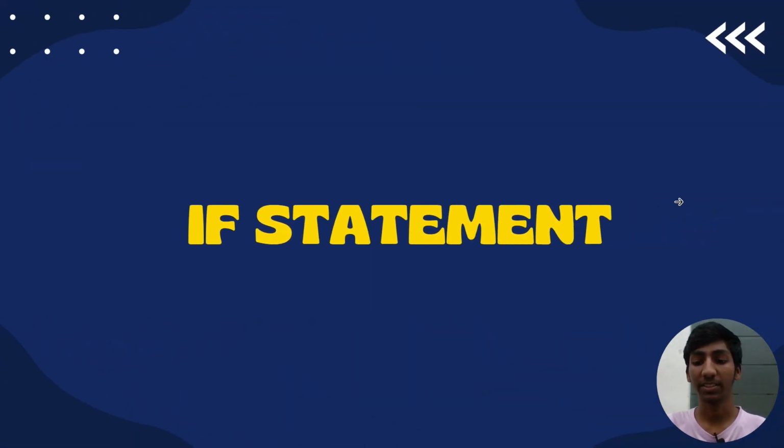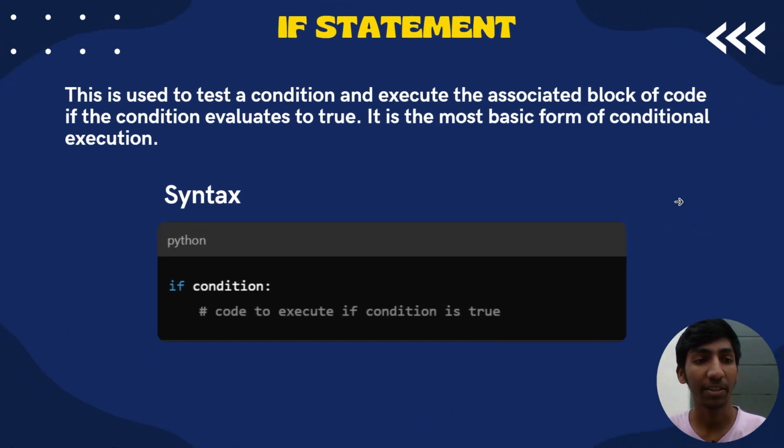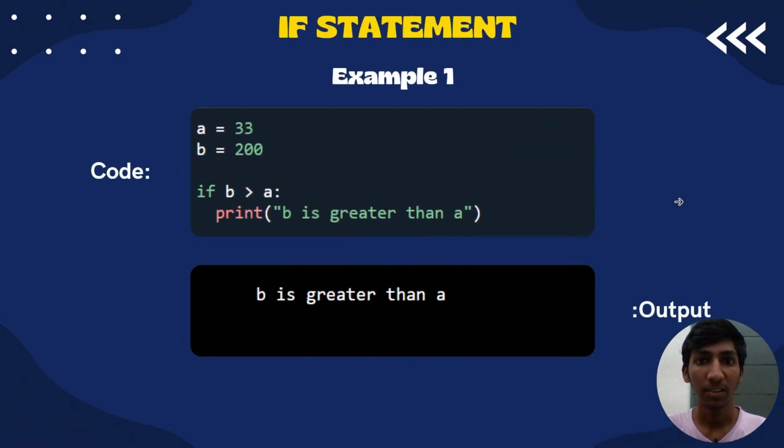If statement. The if statement is used to test a condition and execute the associated block of code if the condition evaluates to true. It is the most basic form of a conditional statement. Syntax: if condition. If statement example: a is equal to 33, b is equal to 200. If b greater than a, print b is greater than a. The output will display b is greater than a.